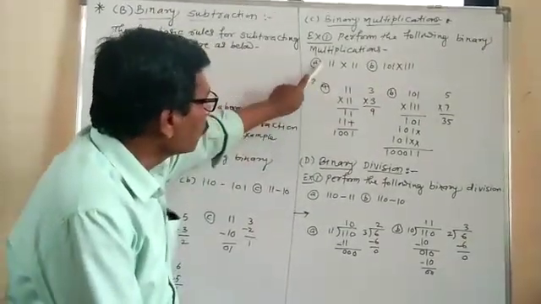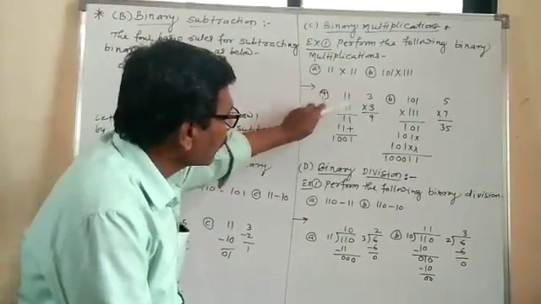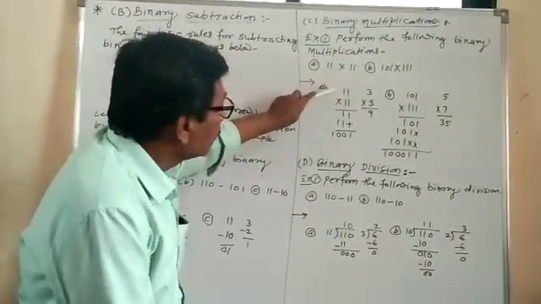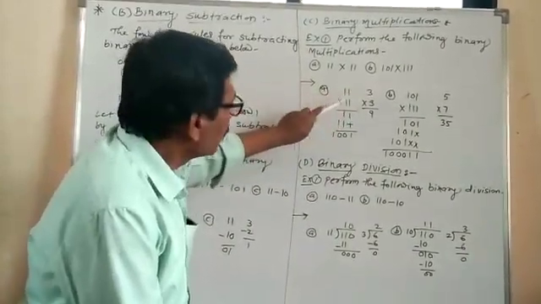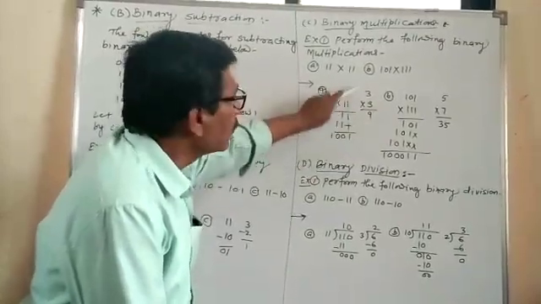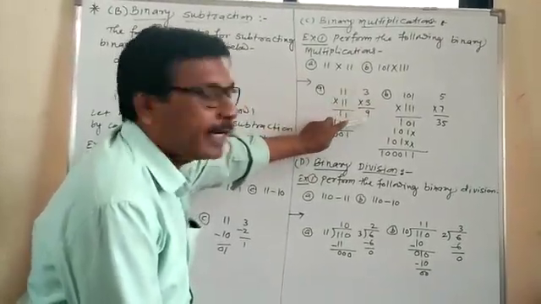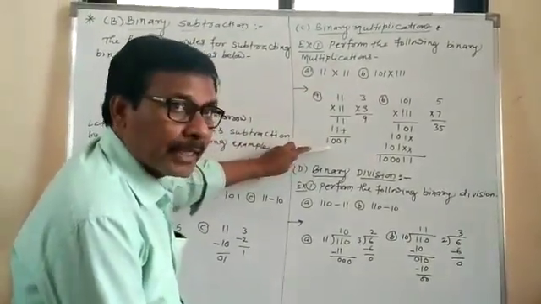So part A: 11 multiplied by 11. What is 11? Here this 11 in binary is equal to 3 in decimal. Here also 3 in decimal. 3 into 3 is 9 in decimal. So the product of 3 and 3 gives decimal 9. So we have to get the same figure here.